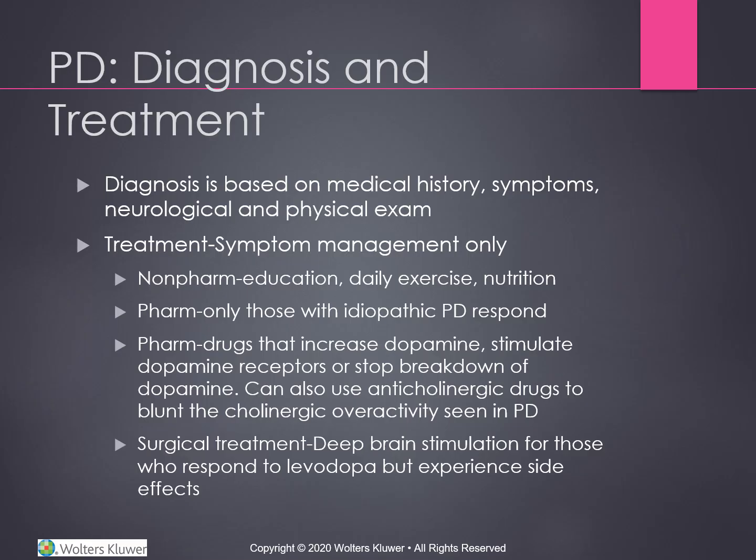There are also some surgical treatments that we may be able to use, especially in advanced Parkinson's disease. One thing that we sometimes use are deep brain stimulators, usually for people who maybe responded to Parkinson's medications like levodopa, but they had way too many side effects to be able to tolerate it. And so then we can maybe try deep brain stimulation in those patients instead.